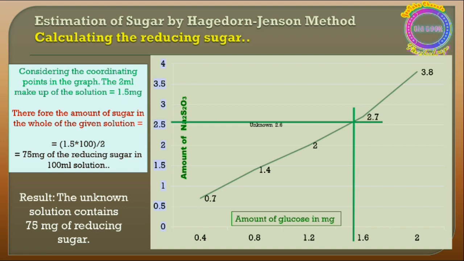So this is about the lab practical of estimation of sugar by the Hagedorn Jensen method, and I hope I am very much audible and clear in explaining the concept, the procedure and the principle.